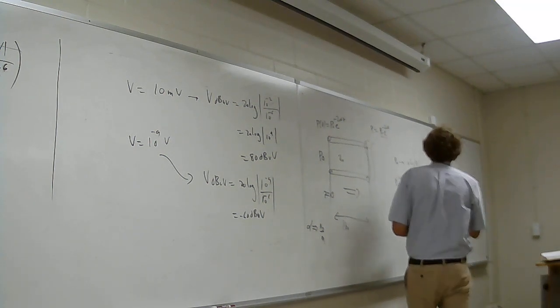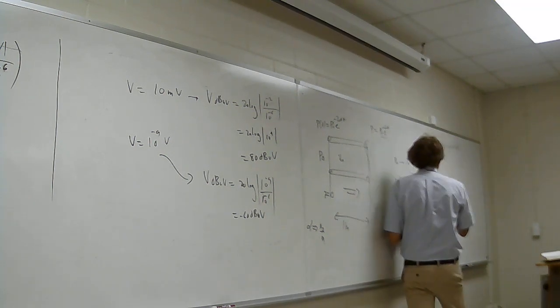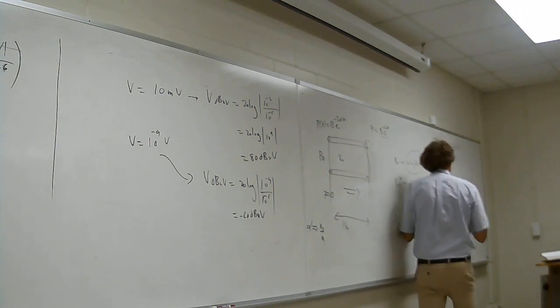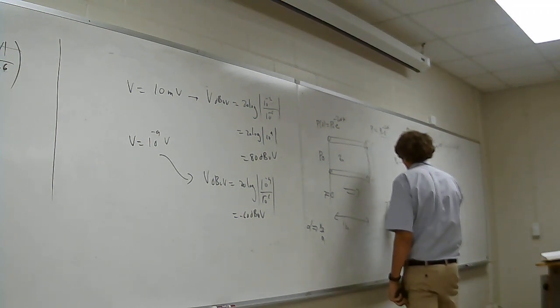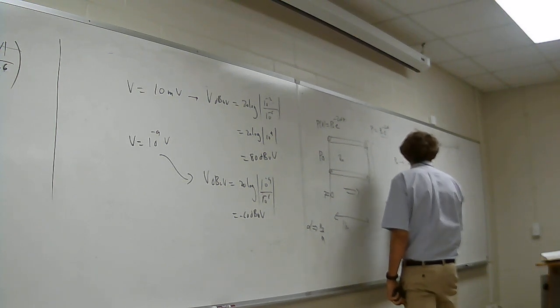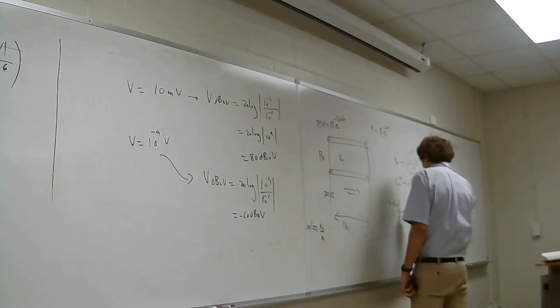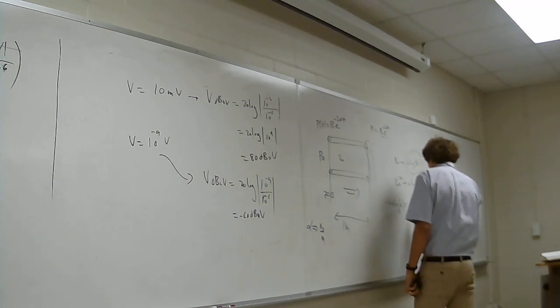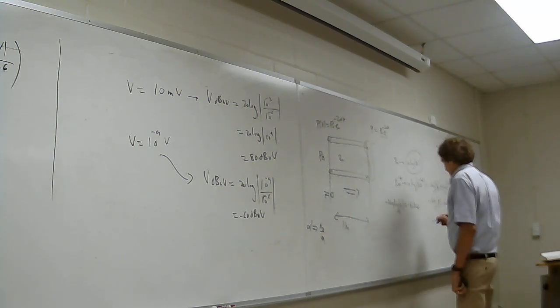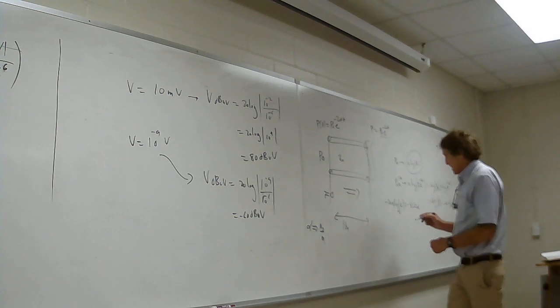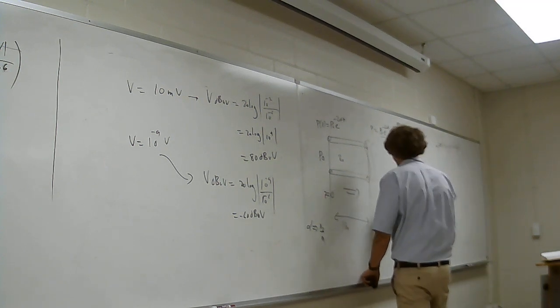I started with this, I ended with this, 1 meter down the line. That means per meter, I have minus 20 times alpha, the log base 10 of e. And that is actually equal to minus 8.686 alpha. And this would be the attenuation in dB per meter.